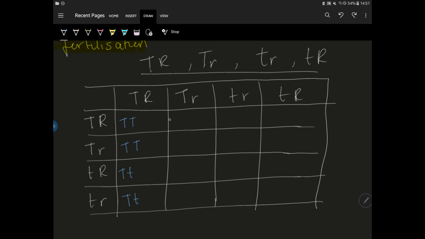Okay, cool. Now let's do the T's on the side. Big T from the top, big T from the side. Big T from the top, big T from the side. Big T from the top, small t from the side. Big T from the top, small t from the side. Small t from the top, big T from the side.